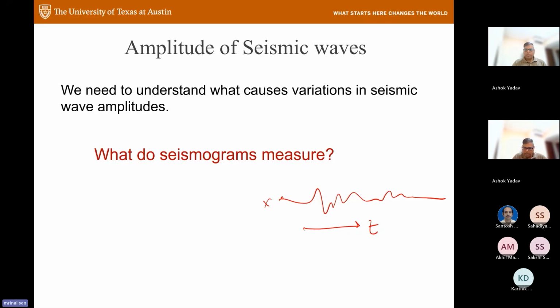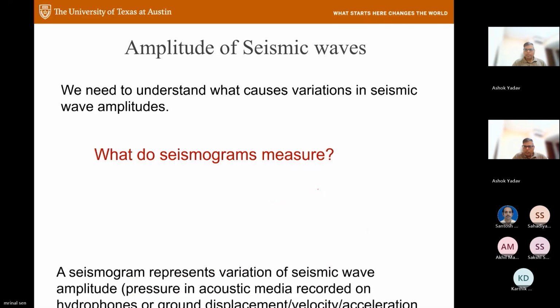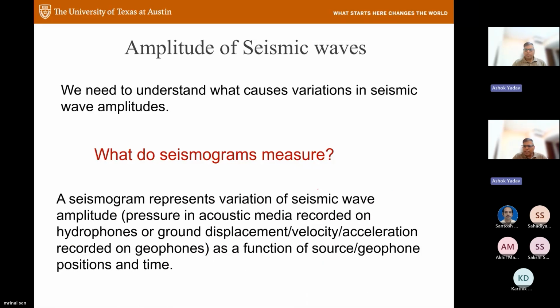We call it amplitude, right? But what is amplitude? It depends on the receiver. What kind of receiver is there? Whether it is sensing the acceleration or just the velocity change or the pressure change. Right. So those traces are measuring pressure in water, or displacement, velocity, or acceleration on the geophone.